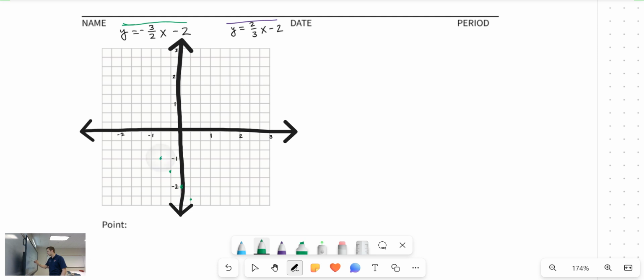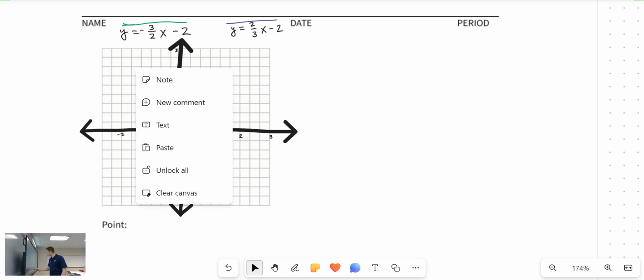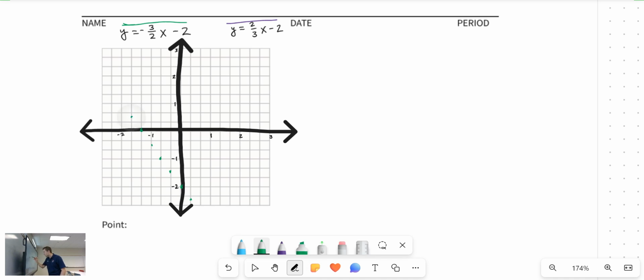Up 1.5 should be there. Up 1.5 should be here. Again 1.5, and finally 1.5. All right, so that should be all of our points, and let's get a line drawn here. There we go, that's pretty good. And we'll put some arrowheads on that.